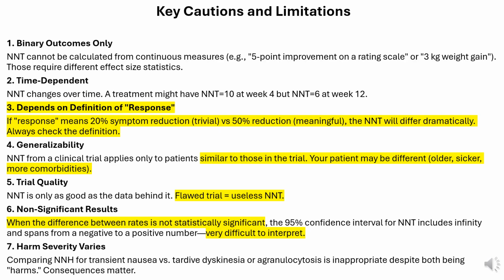6. Non-significant results. When the difference between rates is not statistically significant, the 95% confidence interval for NNT includes infinity and spans from a negative to a positive number. Very difficult to interpret. 7. Harm severity varies. Comparing NNH for transient nausea versus tardive dyskinesia or agranulocytosis is inappropriate despite both being harms. Consequences matter.